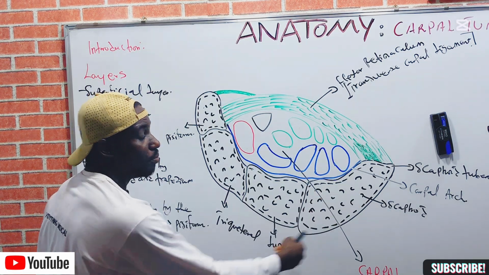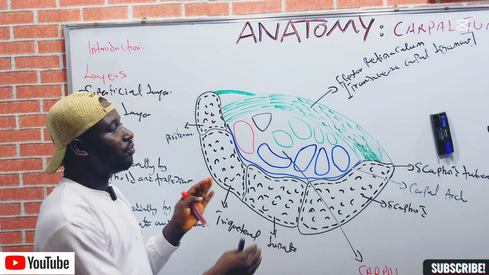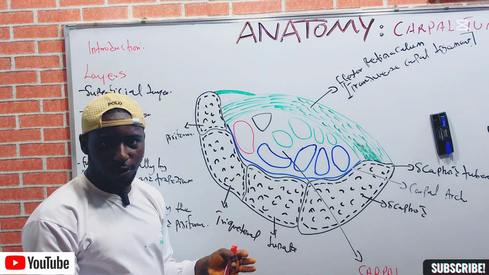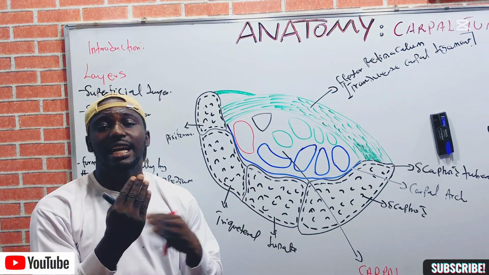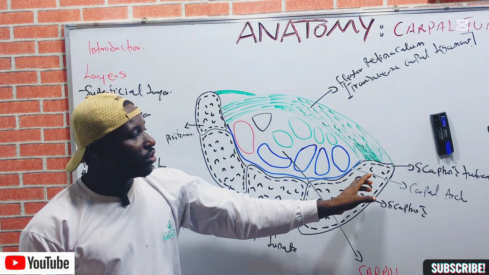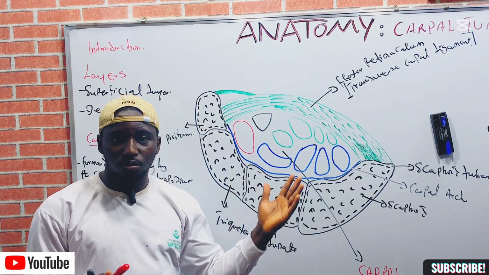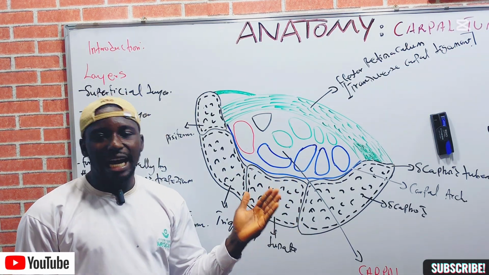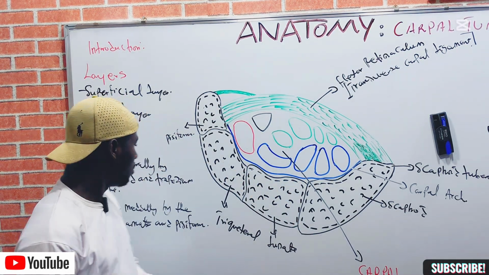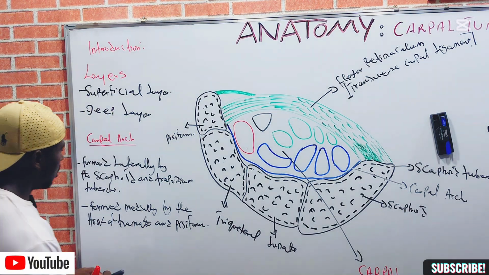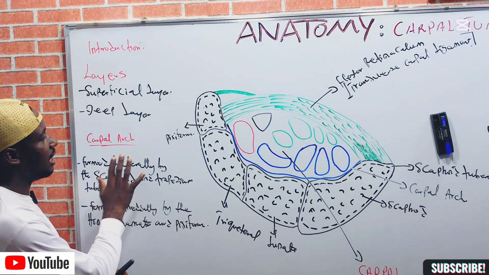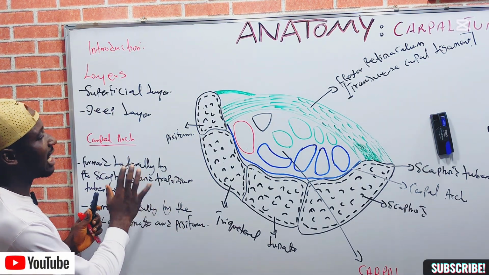These are the proximal rows. But the carpal tunnel involves both rows, because there is an attachment of the flexor retinaculum on the bones that form the proximal row and the distal row. Okay? Now, that is everything concerning the carpal arch.